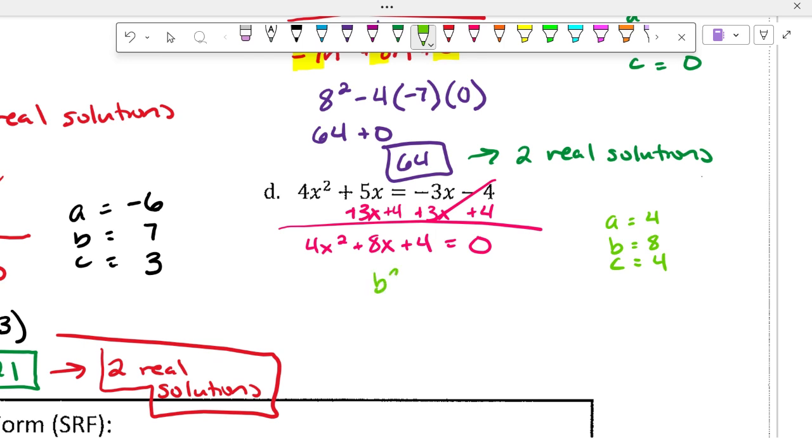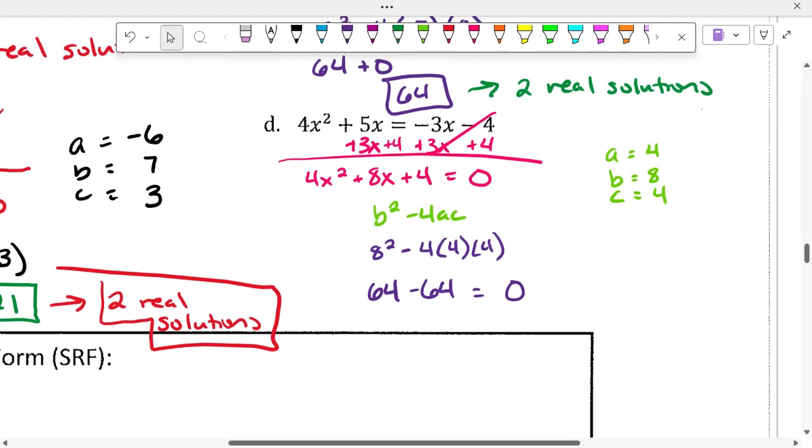So then I'm going to plug it into b squared minus 4ac. So this would be 8 squared minus 4 times 4 times 4. So what's 8 squared? 64. Now, 4 times 4 times 4 is the same thing as what? 8 squared or 4 cubed. So 64. This would be minus 64. So what's 64 minus 64? 0. So if I were to actually solve this, how many solutions would I have and what type? We would have one real solution.